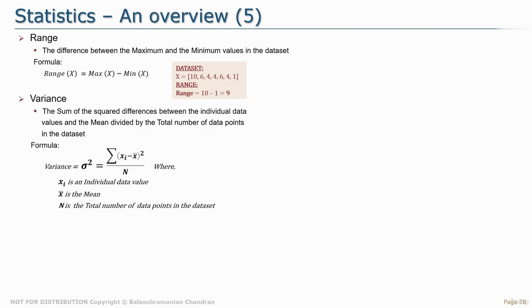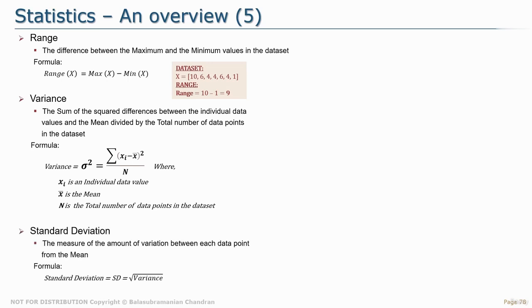Variance. Variance is the sum of squared differences between the individual data values and the mean divided by the total number of data points in the data set. The formula is variance sigma square is equal to sum of (xi minus x bar) whole square divided by n, where xi is an individual data value, x bar is the mean, n is the total number of data points in the data set.